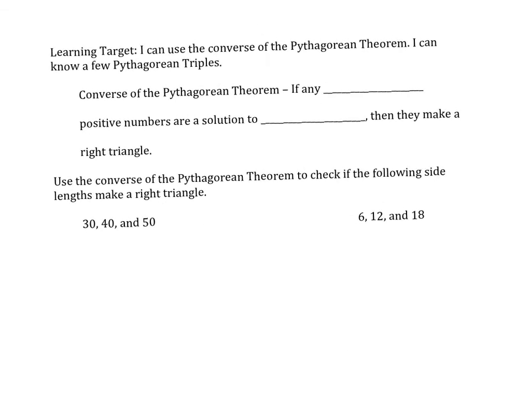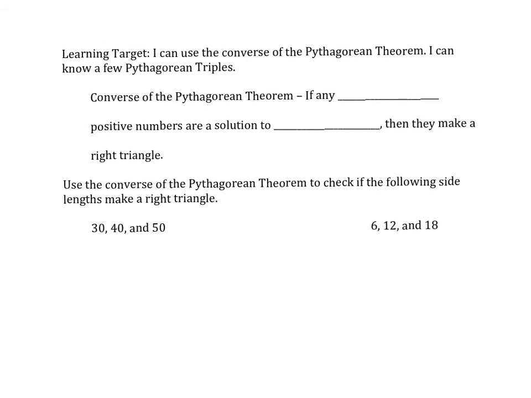Our learning target for today is I can use the converse of the Pythagorean theorem. I know a few Pythagorean triples. So converse kind of means the opposite. Think of it as the opposite of the Pythagorean theorem. It states that if any three positive numbers are a solution to the Pythagorean theorem, then they make a right triangle.